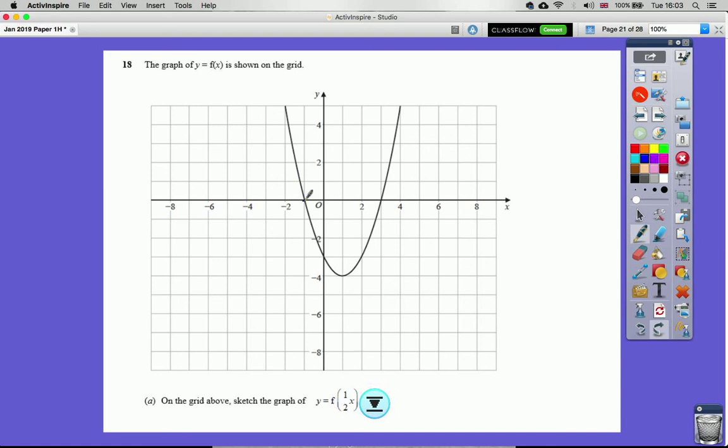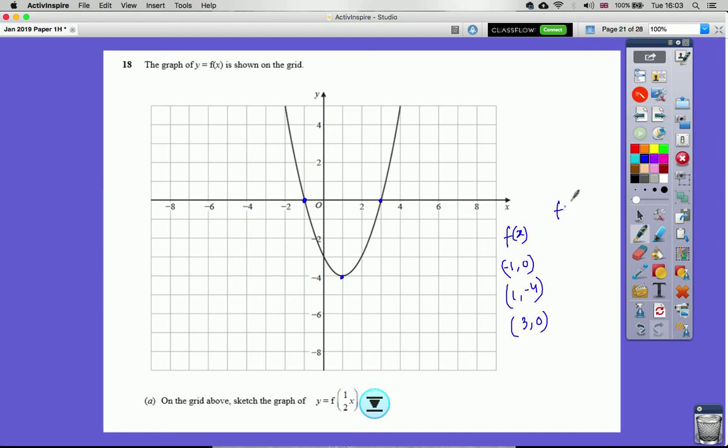So let's pick 3 points on the graph. So f of x had minus 1, 0, 1 and minus 4, and 3 and 0.